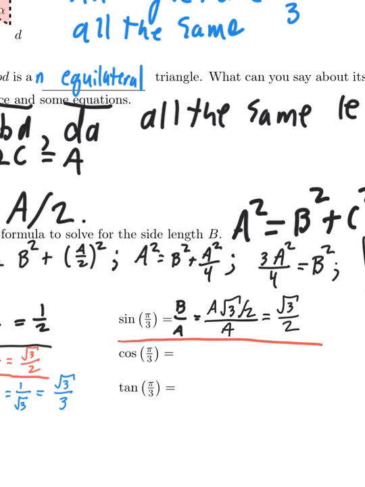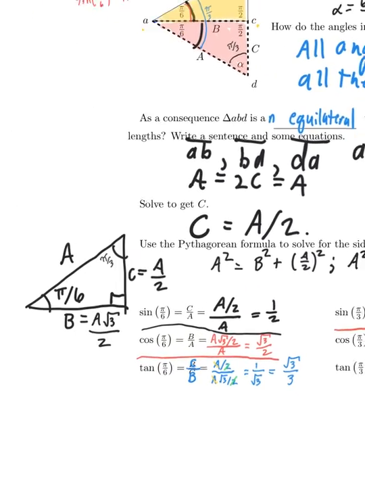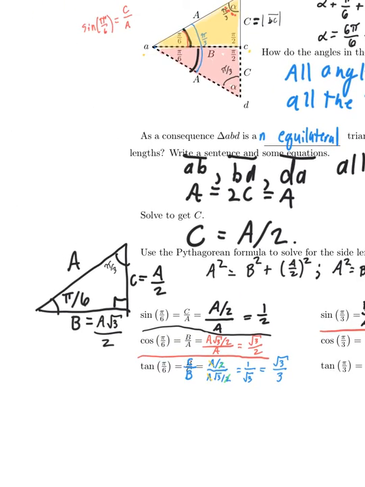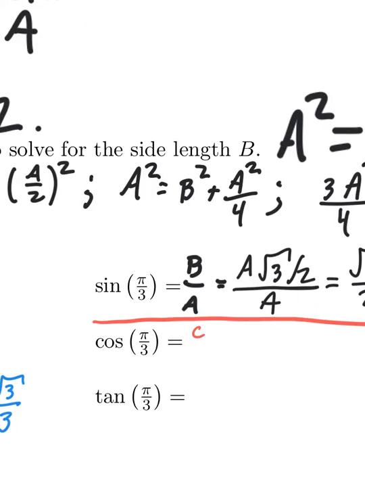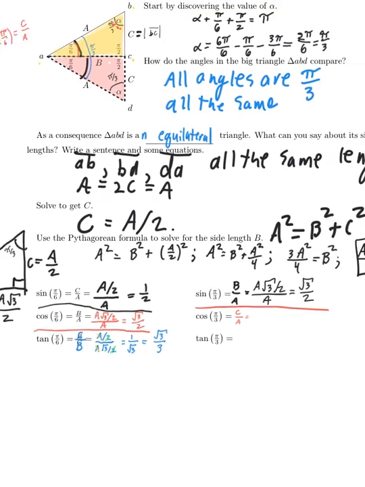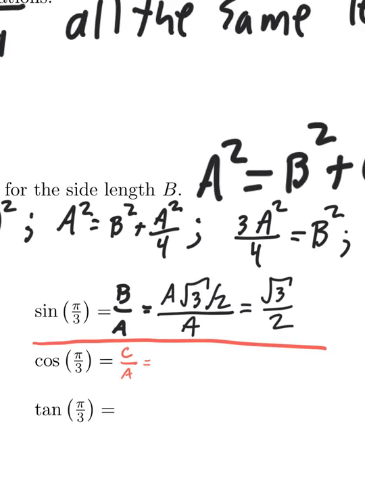Similarly, we can compute the cosine of pi over 3 by looking at this picture. So cosine, CAH. Cosine is adjacent over hypotenuse. There's pi over 3. The side adjacent to pi over 3 is c. Hypotenuse is a. So cosine of pi over 3 is c over a, which we know what c is. C is a over 2. So this will be a over 2 over a. That's just a half.